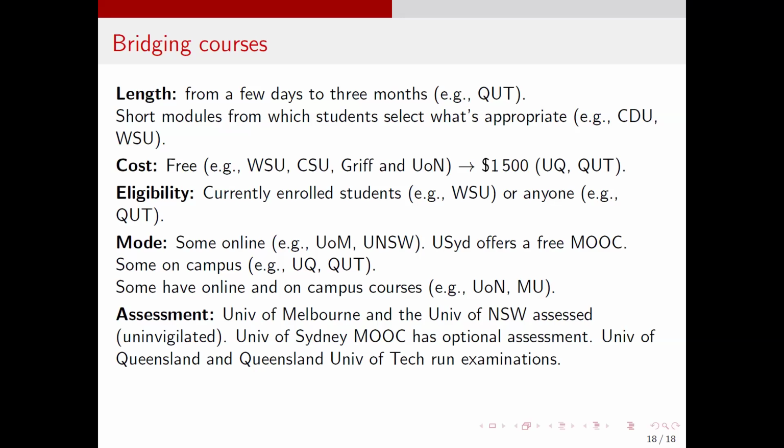Now with assessment, some are assessed and some are not assessed. So University of Melbourne and University of New South Wales have uninvigilated assessment. University of Sydney MOOC has optional assessment. I'm just waiting for David to frown or something, but maybe I've got it wrong. Who knows? But that's the information I got. And University of Queensland and Queensland University of Technology run examinations. So there's pretty much everything there. And that's about it. That's all I want to say.